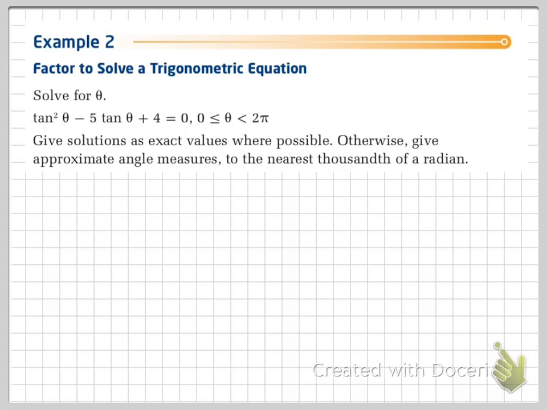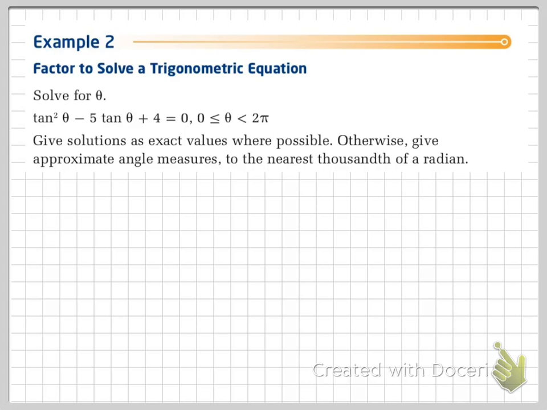In example 2, again solving for theta, tan squared theta minus 5 tan theta plus 4 is equal to 0, between 0 and 2 pi. Give exact solutions where possible. Otherwise, give approximate angle measures to the nearest thousandth of a radian.